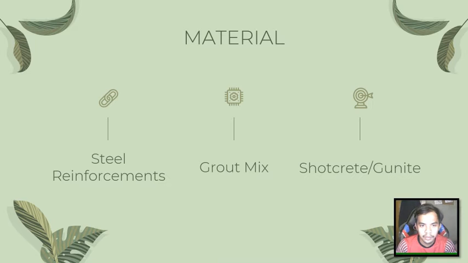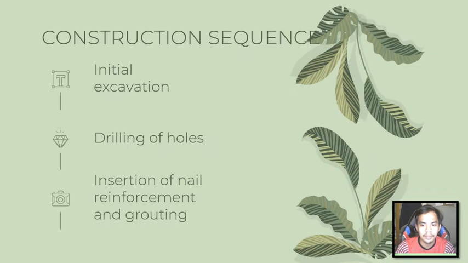These are the materials that have been used in the soil nailing method, which are steel reinforcement, grout mix, and shotcrete or gunite. And next, I will go to the construction sequence. Firstly, initial excavation. Next, we go to the drilling of holes, and lastly is insertion of nail reinforcement and grouting.